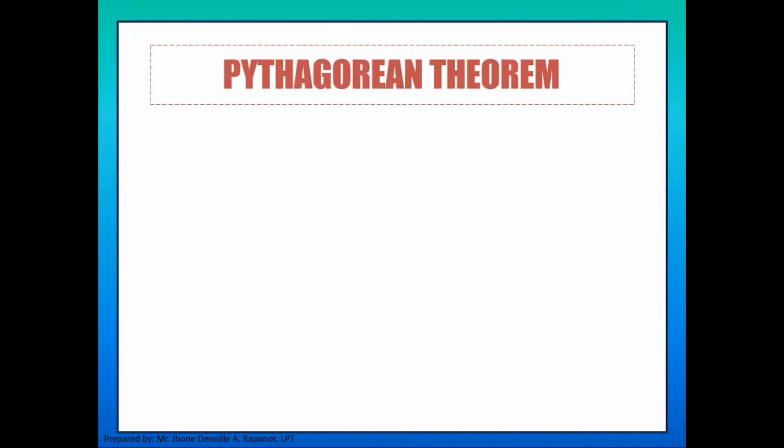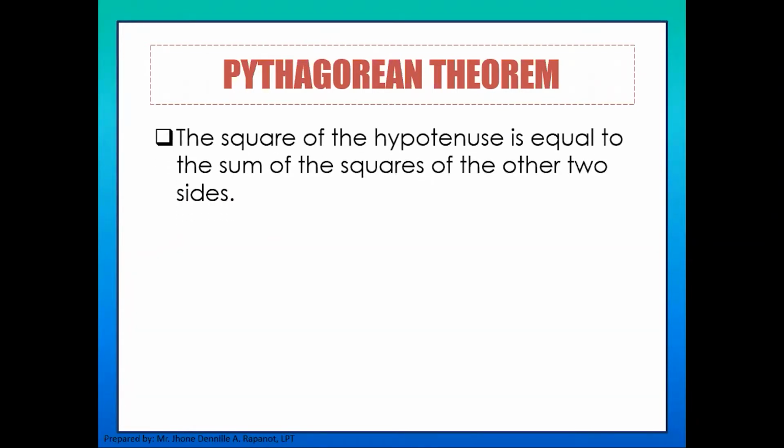Now, to do that, we have to use the concept of the Pythagorean theorem. The Pythagorean theorem will help guide us to identify the numerical value of unknown sides of a given right triangle as long as there are other values present. It says here that the square of the hypotenuse is equal to the sum of the squares of the two sides. From the given statement, we can come up with a general equation, which is a squared plus b squared is equal to c squared.